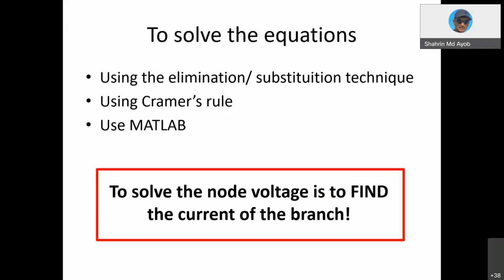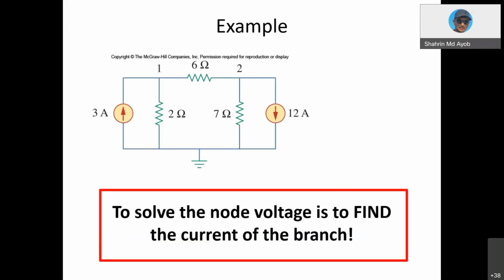So this is the important note. To solve for the node voltage, because our objective is to get the value of the node voltage, you need to start with the branch currents, the KCL. That is the main key. So let's try this one: get V1 and V2.